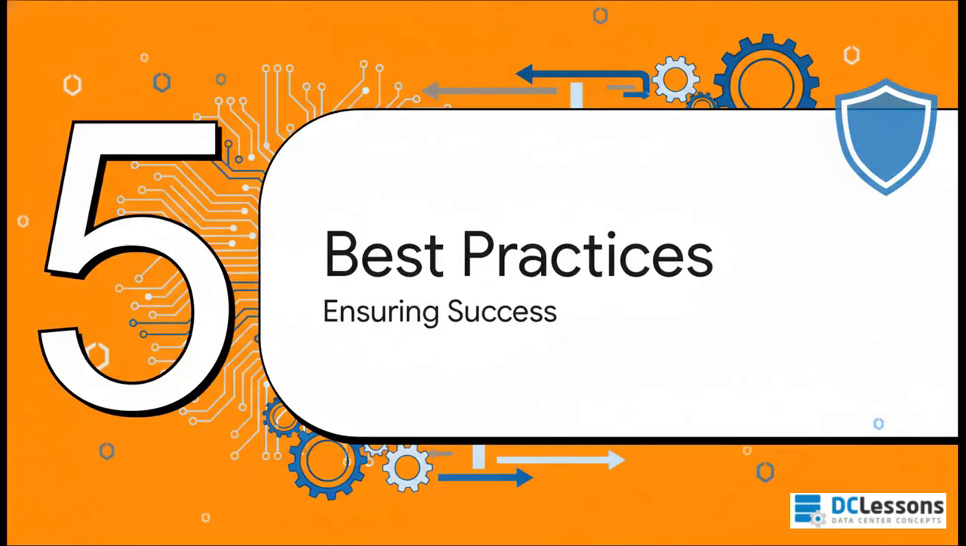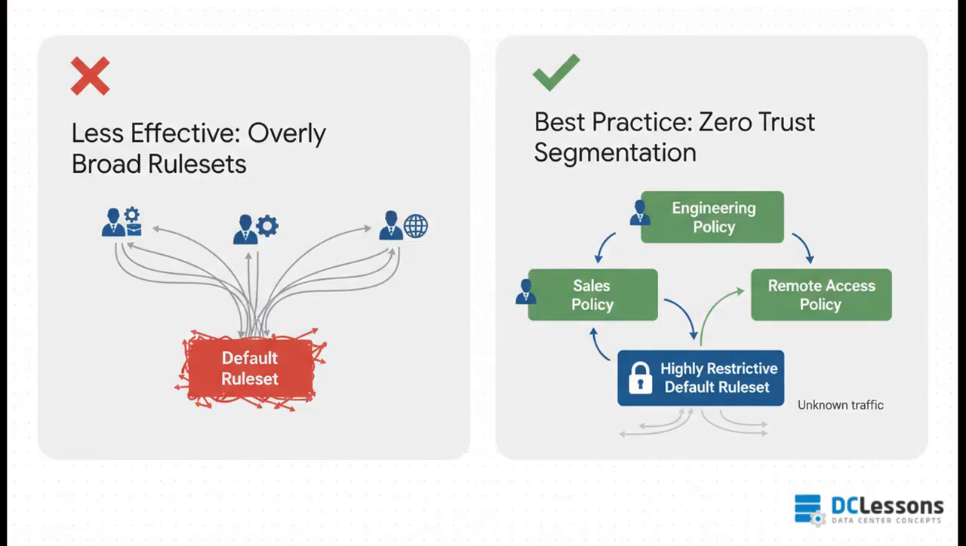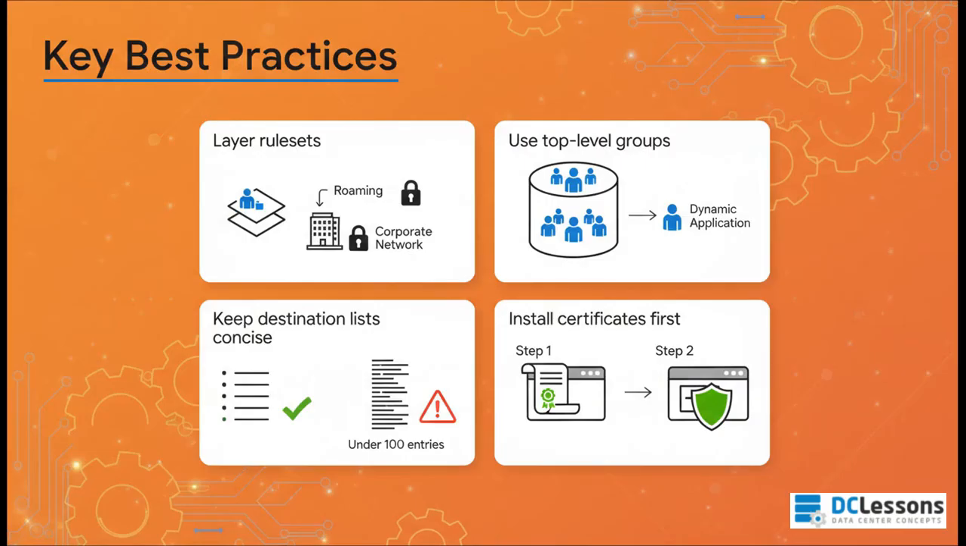Okay, so we know how to build the policies now. Let's talk about how to build them the right way and how to make sure they're working exactly like you think they are. Now this next idea is absolutely fundamental to getting this right. A lot of people's first instinct is to just dump everyone into one big, broad default rule set. The best practice is to actually flip that logic on its head. Make your default rule set, that's the one at the very bottom that catches everything else, your most restrictive. Then you build more permissive rule sets on top of it, and you treat them like specific, targeted exceptions for different groups.